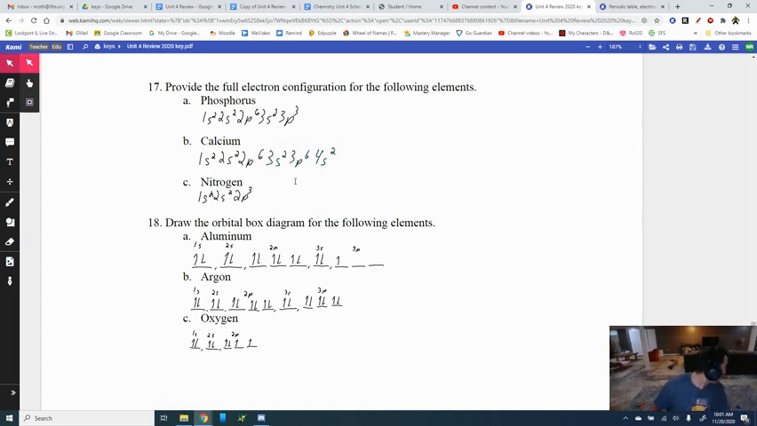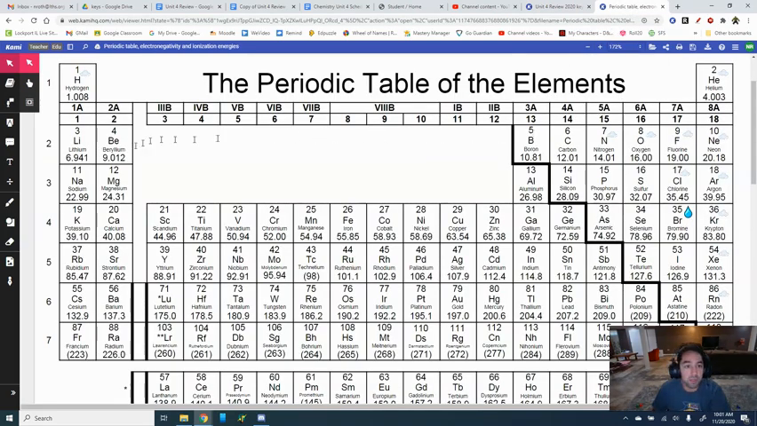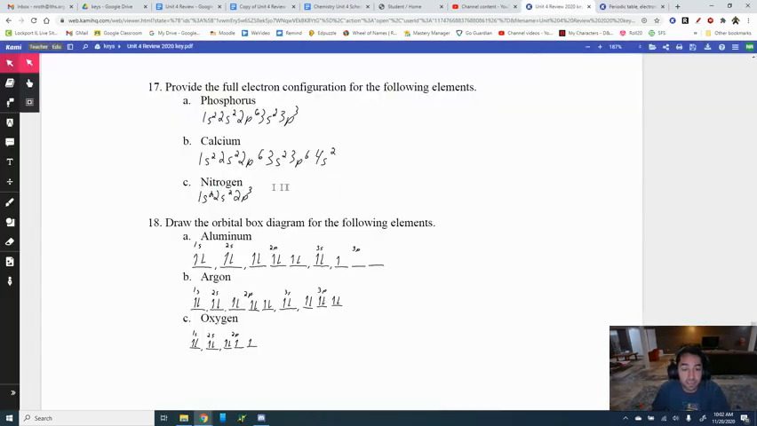Okay, next one is nitrogen. So we find nitrogen, which is right there. Start off 1s, 1, 2, 2s, 1, 2, 2p, 1, 2, 3. And that's it. So that was a little bit shorter right there.